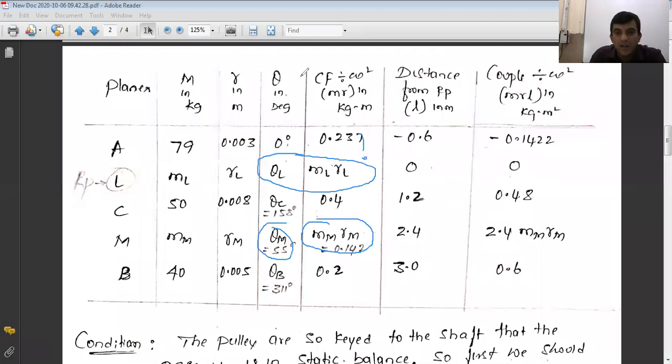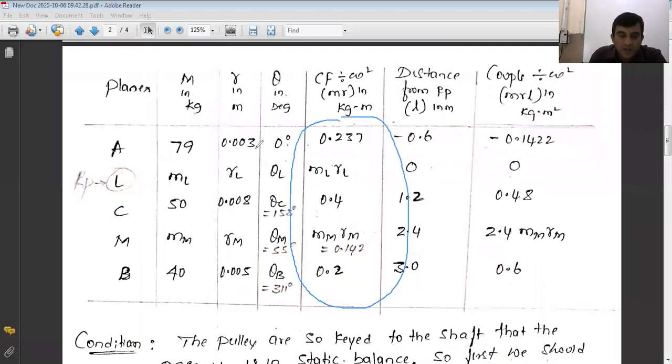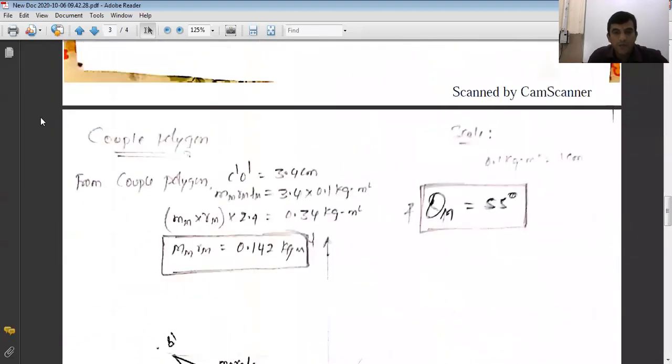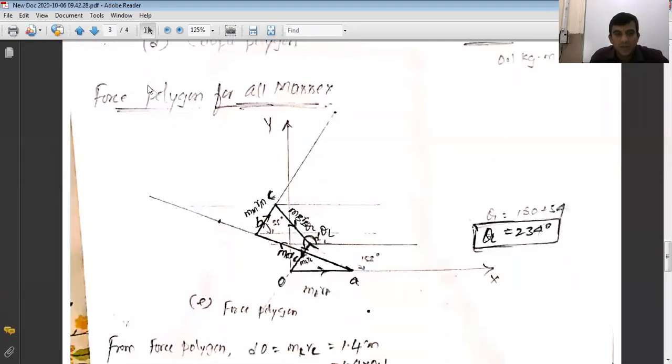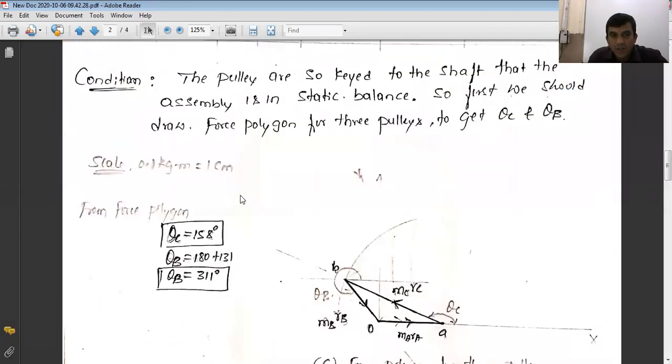Again, we draw one more force polygon by considering all the masses rotating on the different planes. Earlier, we drew the force polygon considering only the three pulleys. The condition is given in the statement: the three pulleys are keyed to the shaft, which is statically balanced. That's why we considered only the three pulleys, and that should be a closed force polygon.